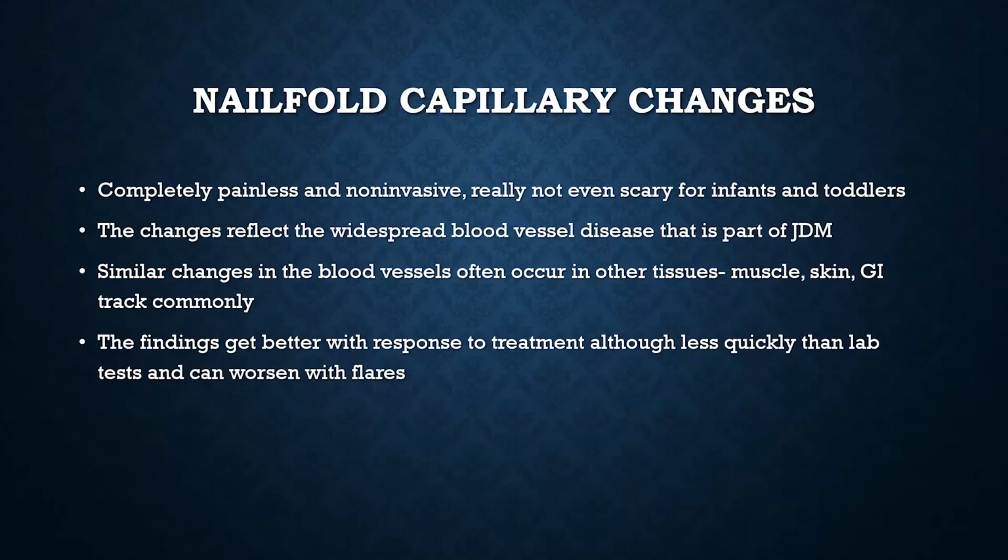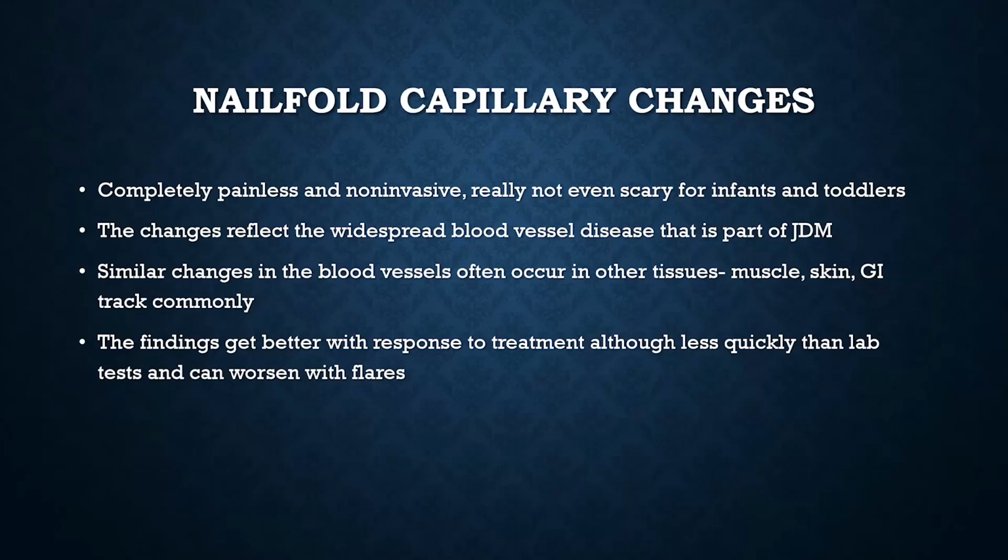Part of dermatomyositis is muscle inflammation, but an equally important part, and perhaps in some patients more important, is the involvement of the blood vessels. And these blood vessels get involved pretty much throughout major parts of the person, such as the skin, the muscle, and the GI tract. So you can use capillary changes as kind of a mirror to what's going on in other tissues.